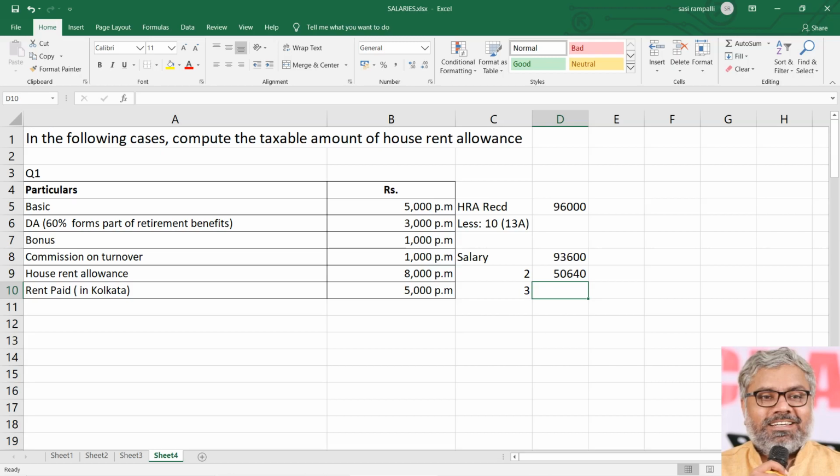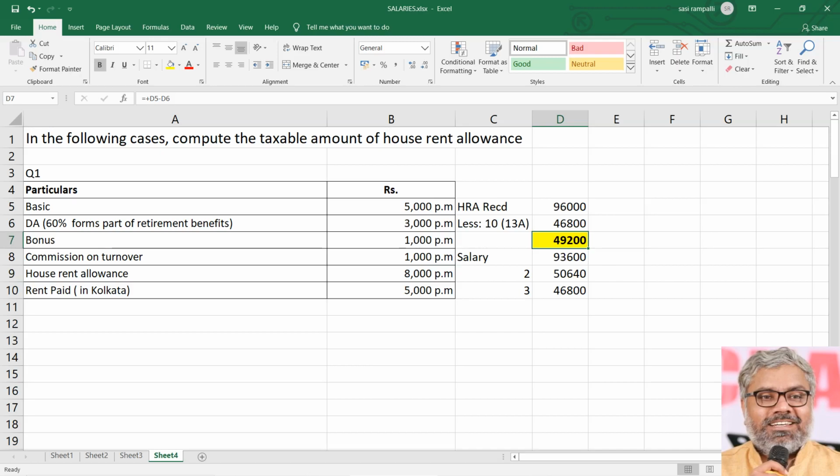Then the third calculation is either 40% or 50% of salary. Here it should be 50% because the rent paid is in Kolkata. So whatever salary we already calculated, multiply that with 50%, half of that is the third calculation. Whichever is lower of these three things, that is 46,800, will be taken as the exemption of HRA. So naturally how much is going to be taxable? That is 49,200, the final answer for this question.